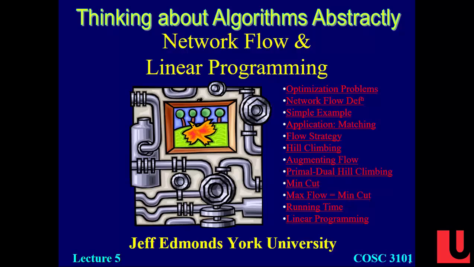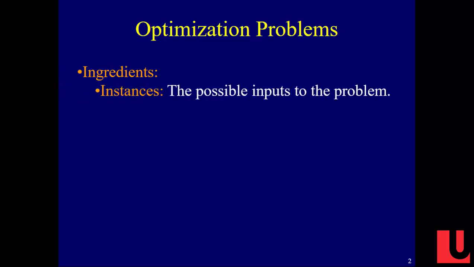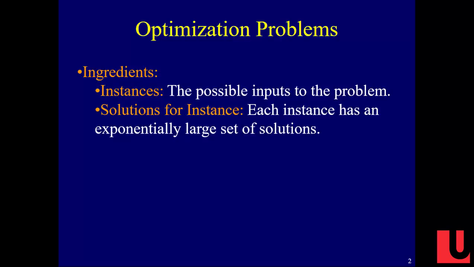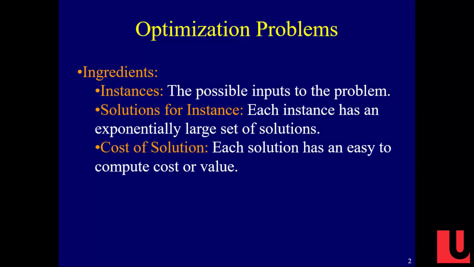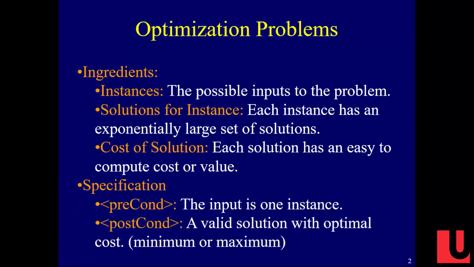What is an optimization problem? An optimization problem is when you have an input, and for every input there's an exponentially large set of possible solutions. For each solution, it's easy, given a solution, to calculate the cost of that solution and whether it is a valid solution. So what is our goal? Our goal is, given an input, to find a valid solution with optimal cost. That could be min cost or max cost, depending on which game we're playing.